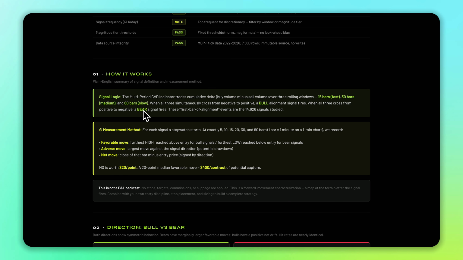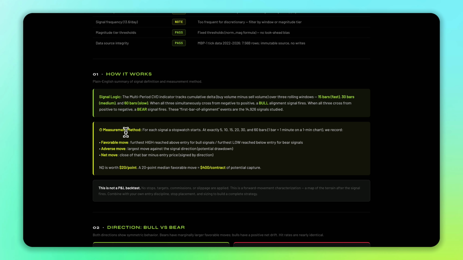But then, how it works is, basically we're looking at CVD for 15, 30, and 60 bars. And when all three cross from negative to positive, then we get a bull signal. And when we cross from positive to negative, we get a bear signal. That's basically the signal we look for. And then we say, okay, what happens after that?